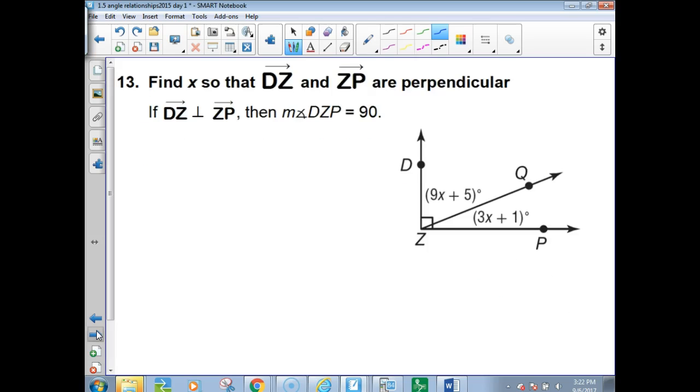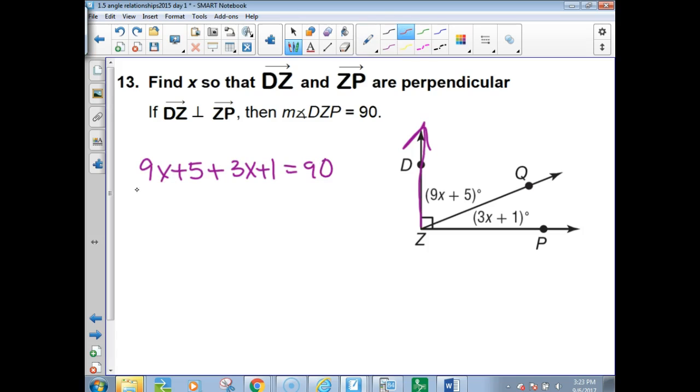There we go. So here we go with the picture, and this is the kind of question you'll have on a future quiz. Find x so that ray ZD and ray ZP are perpendicular. If they're perpendicular, then angle DZP is 90, so these two angles added up will equal 90. 9x plus 5 plus 3x plus 1 is equal to 90.